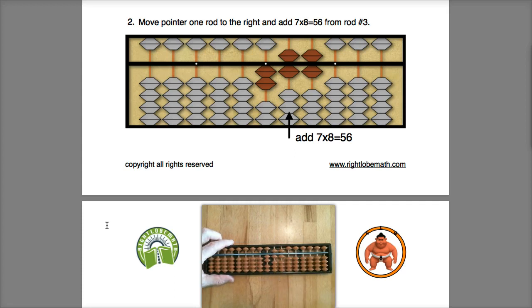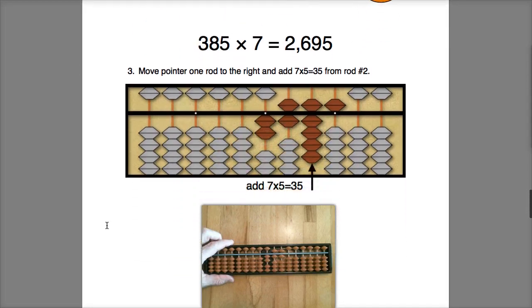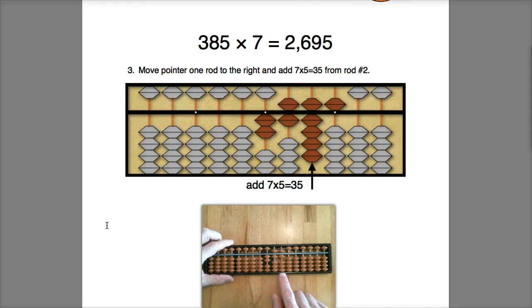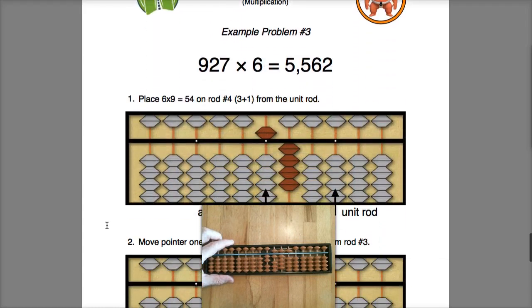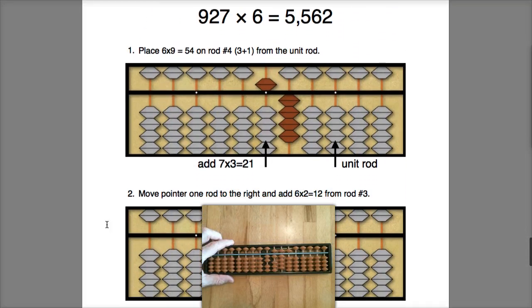Okay, and then finally we will multiply 7 times 5, which is 35, and we add 35 just directly on the Sorbonne like that, and now we have our answer of 2,695. So that one was really straightforward. Let's go ahead and take a look at one final example.